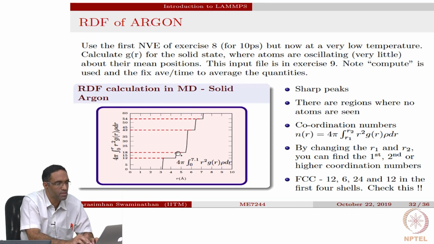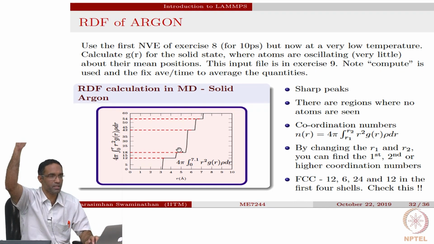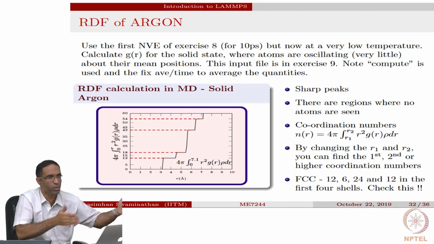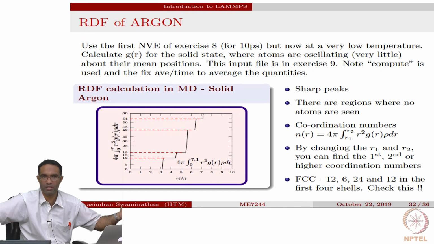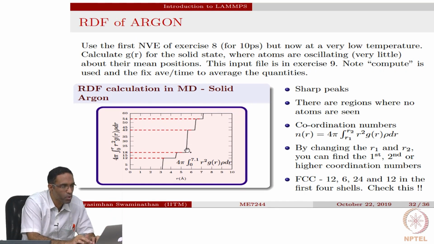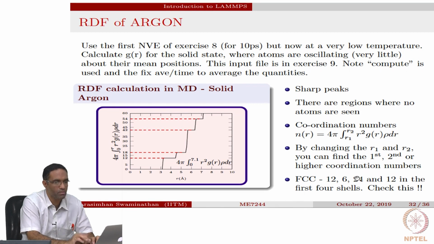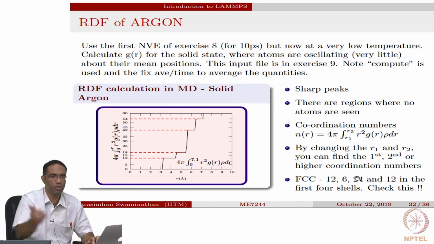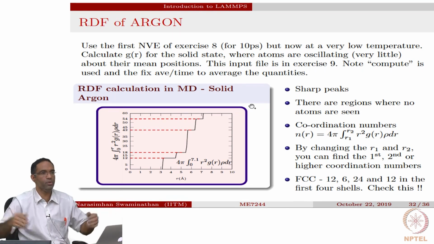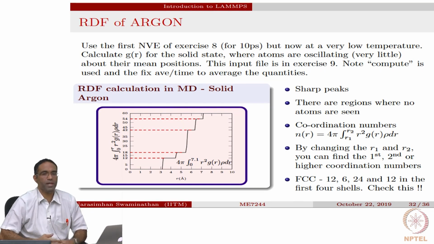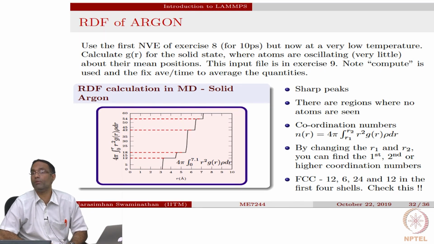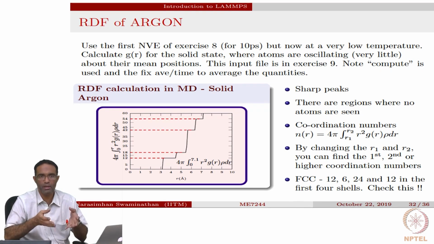The next is 18, which is basically 12 plus the 6 nearest neighbors, because this involves an integral from 0 to the second nearest neighbor distance. Then you have from 12 to 42, which is basically plus 24, and so on. So this is indicating the number of first nearest neighbors and second nearest neighbors present in the crystal structure. This sort of information can be obtained by looking at the radial distribution function.